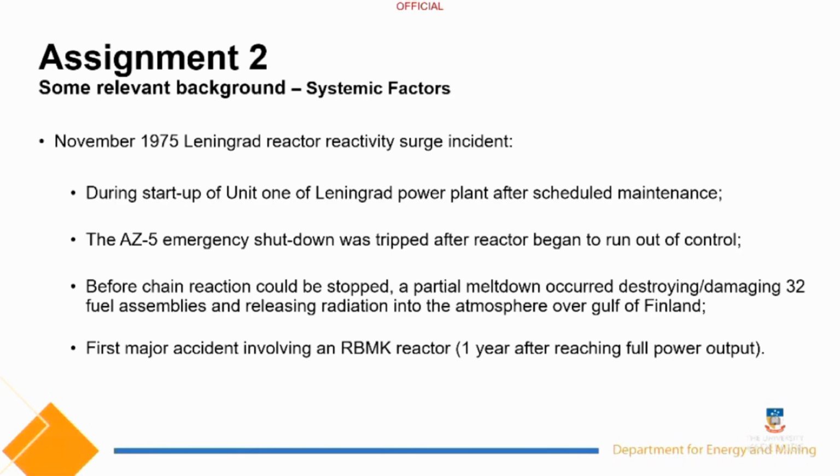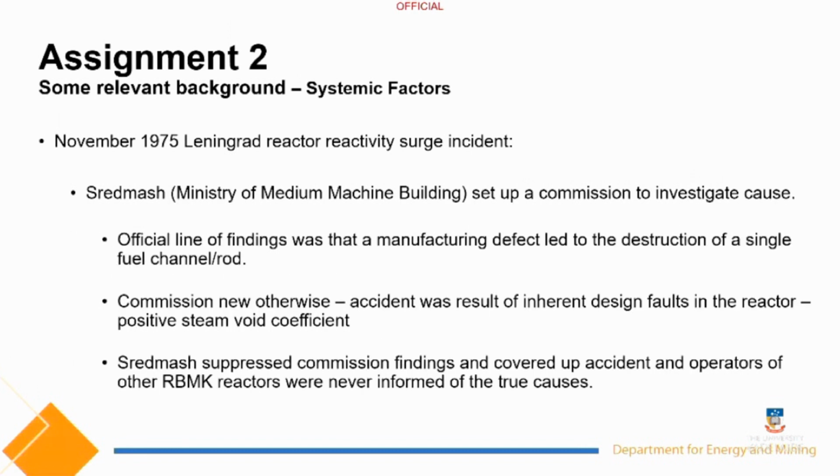In November 1975 in Leningrad, there was a reactivity surge incident. During startup of Unit 1 of the Leningrad power plant after scheduled maintenance, the AZ-5 button was activated. The reactor began to run out of control. But before the chain reaction could be stopped, a partial meltdown occurred, destroying and damaging 32 fuel assemblies and releasing radiation into the atmosphere over the Gulf of Finland. They had a miniature Chernobyl. It was the first major accident involving an RBMK reactor, 1 year after reaching full power output.